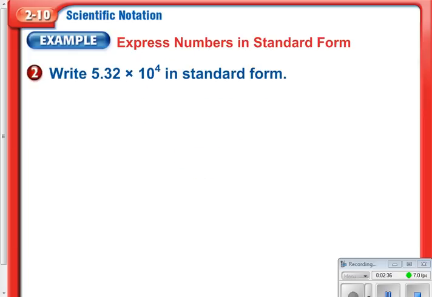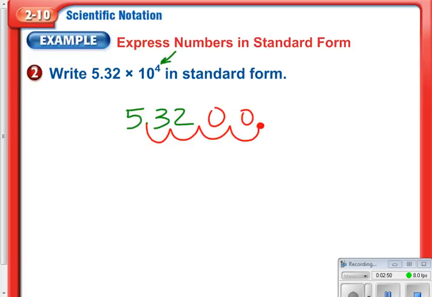Example 2, 5.32 times 10 to the fourth. Again, look at the exponent 4. 4 is positive. Therefore, it's going to move to the right 4 spots. There's my new decimal. Fill it in with zeros. And let's not forget the comma as part of our answer.